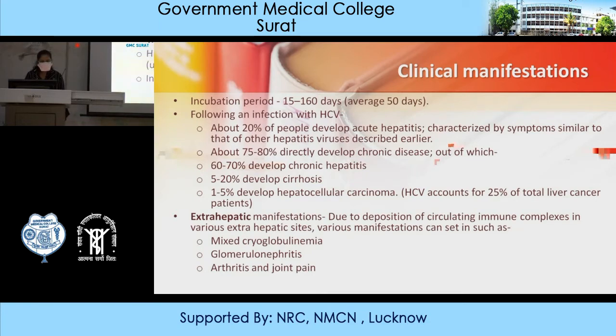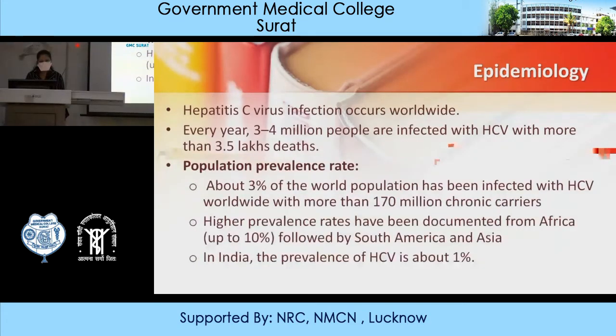Epidemiology. Hepatitis C virus infection occurs worldwide. Every year 3 to 4 million people are infected with HCV, with more than 3.5 lakh deaths. Population prevalence rate: about 3% of the world population has been infected with HCV. Worldwide more than 170 million chronic carriers are there. Higher prevalence rates have been documented from Africa, followed by South America and Asia. In India, the prevalence of HCV is about 1%.